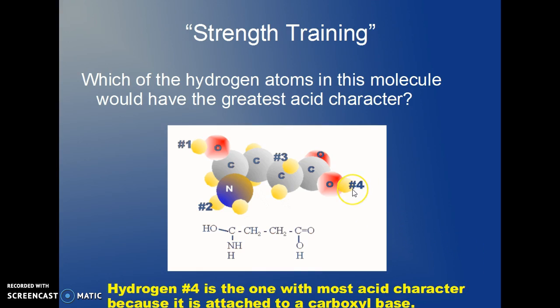Hydrogen number 4, since it's attached to the carboxyl base, has the most acid character.